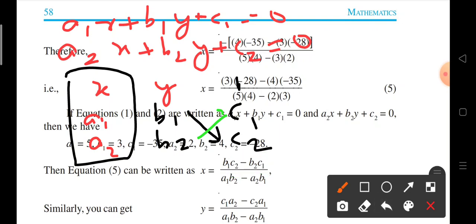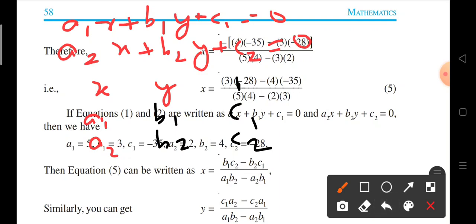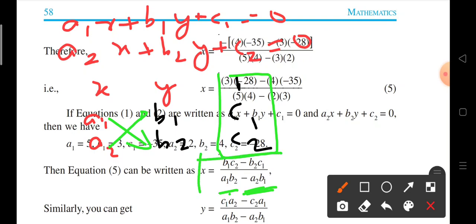Secondly, the value under it will be, now what you have to hide is, you have to forget about this part. Then you have to multiply a1 into b2 minus a2 into b1. Clear? So you get the value of x. This is the way to get the value of x. The denominator part will remain same for both x and y.